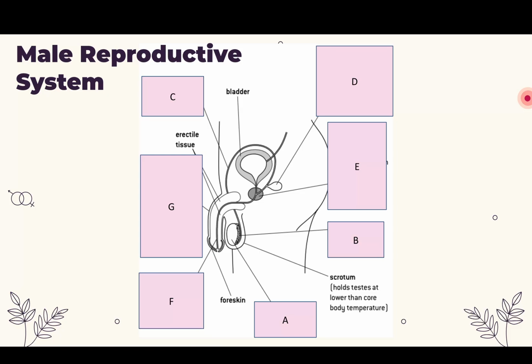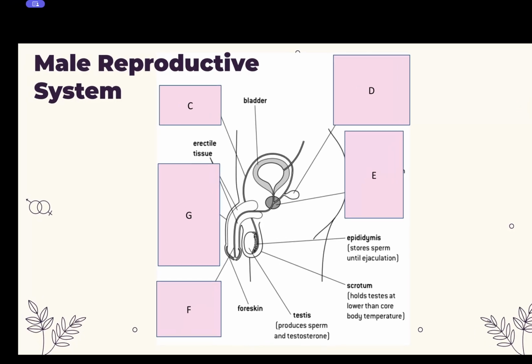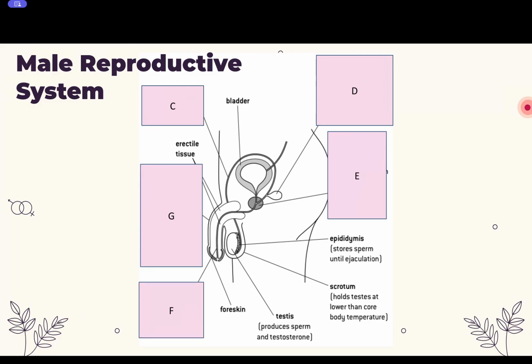Okay, I'm just going to expect that everyone has answered, so I'm going to go on. A is the testis, or the testicle. B was the epididymis. The testis produces the sperm and testosterone. The epididymis is what stores the sperm for maturation until ejaculation. C is the sperm duct, or vas deferens, whichever one you write.